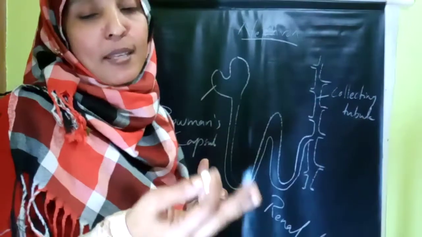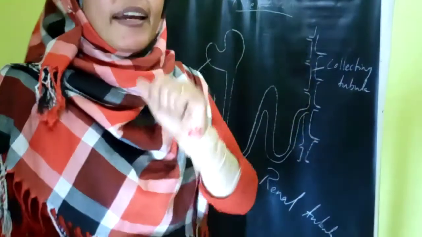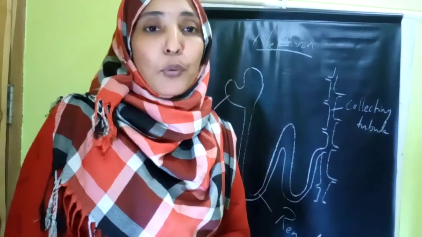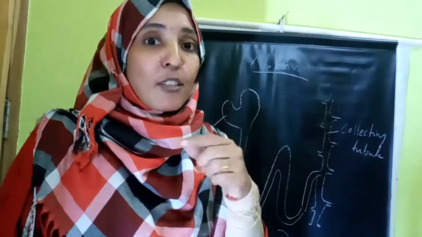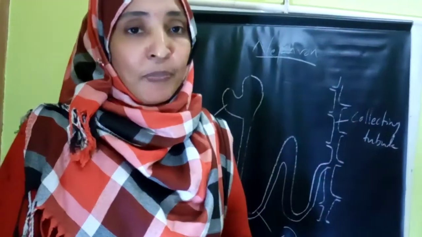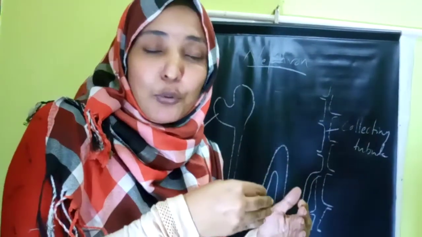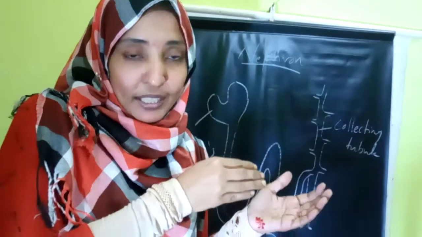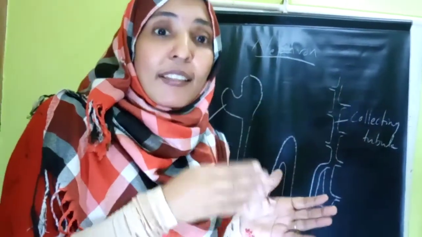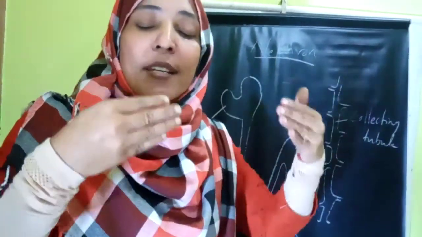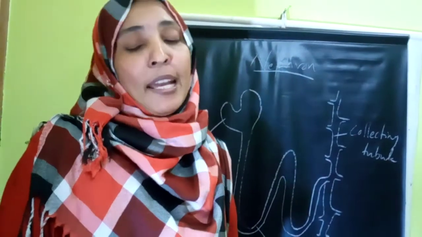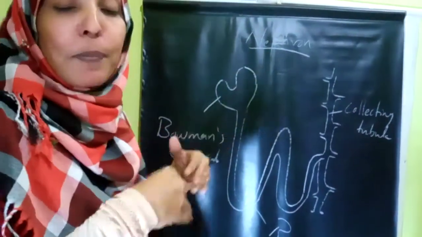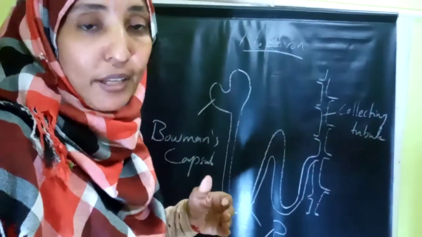Then how is blood supplied to this nephron? We know that the branch of the artery which supplies blood to the kidney is called the renal artery. The renal artery enters the kidney and gives blood to the kidney. Inside the kidney, the renal artery divides into a number of small branches, and each branch enters the respective nephron.